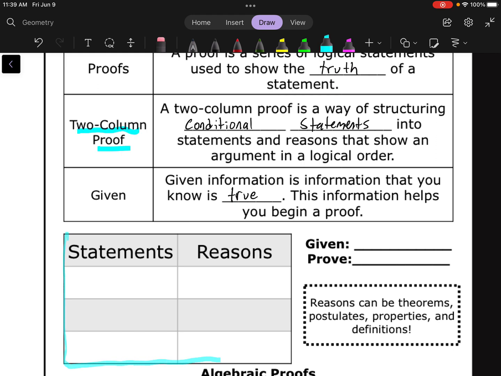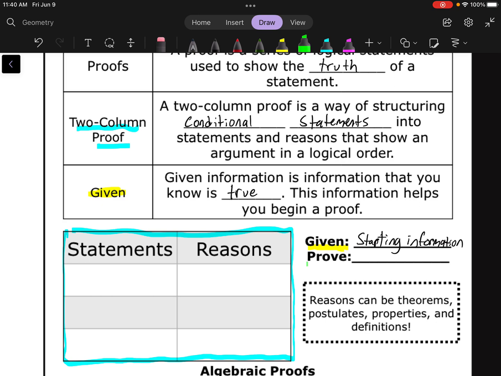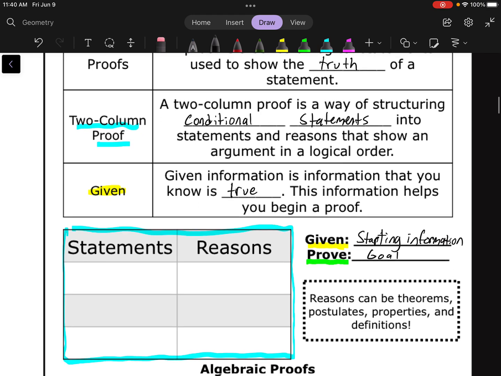So a two-column proof, we can see the kind of format here, right here, where we've got these two columns. We've got a column of statements and a column of reasons. And like we mentioned before, the given will always be written out, and that's what we're starting with. This is the starting information. And then they're also always going to give you some sort of statement that you are trying to prove. And this is our goal. We are trying to prove that whatever they're telling us to prove is true.